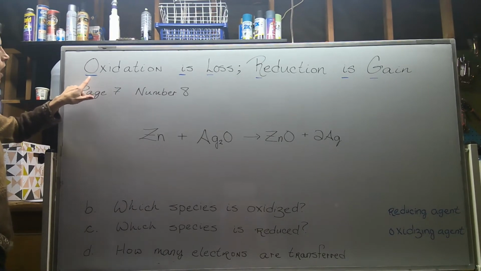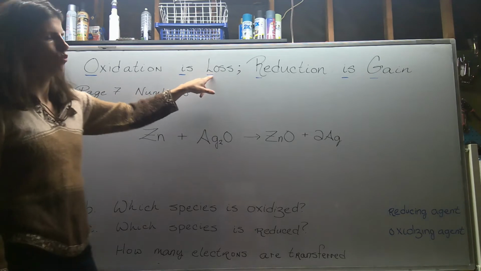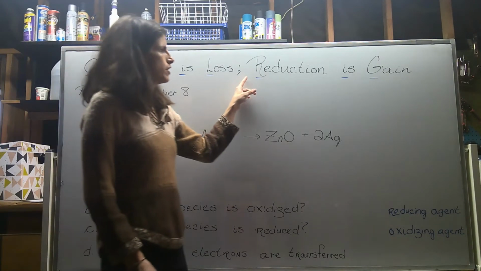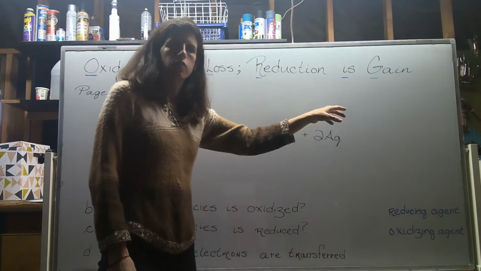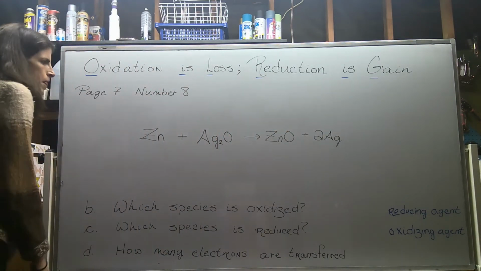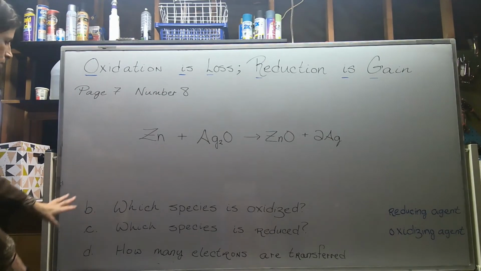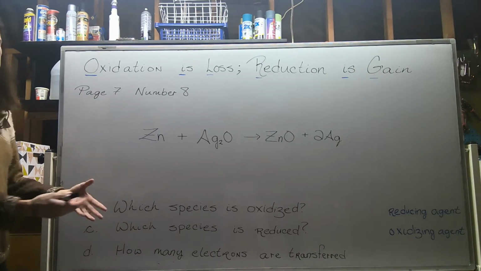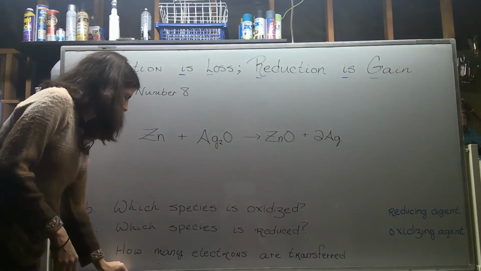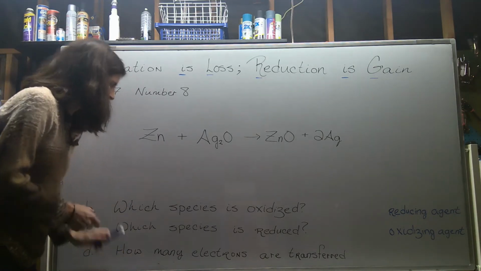So OIL: oxidation is loss, and it's specifically the loss of electrons. Reduction is the gain of electrons. So that's the RIG portion of that acronym, OIL-RIG. First step, and it's part A of the problem, is to assign oxidation numbers. So that's, again, what you were doing in the previous set of problems.